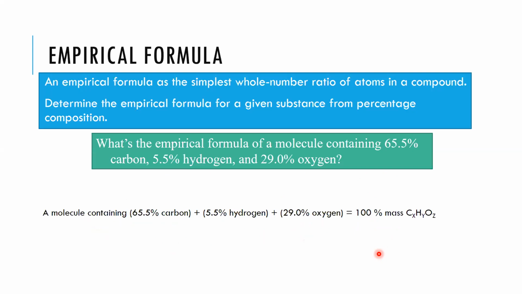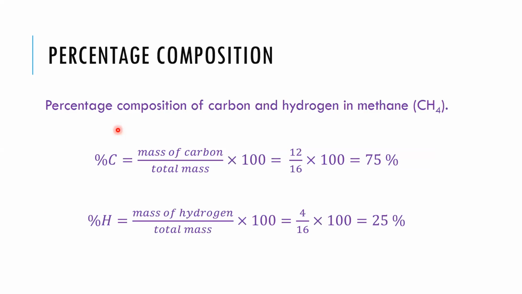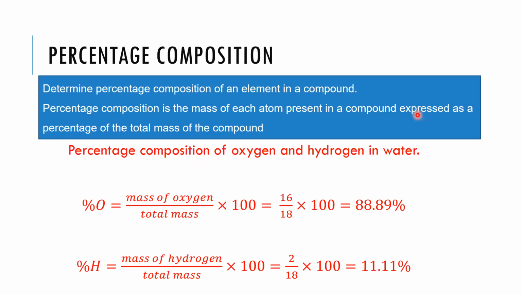And what is an empirical formula? We know this from before. An empirical formula is the simplest whole number ratio of atoms in a compound, okay? And then we determine the empirical formula for a given substance from percentage composition. We know how to find the percentage composition. We just discussed that we have 75% carbon and 25% hydrogen. That's the percentage composition of CH4. We have 88.89% oxygen plus 11.11% hydrogen, and that's what we call the percentage composition of water.